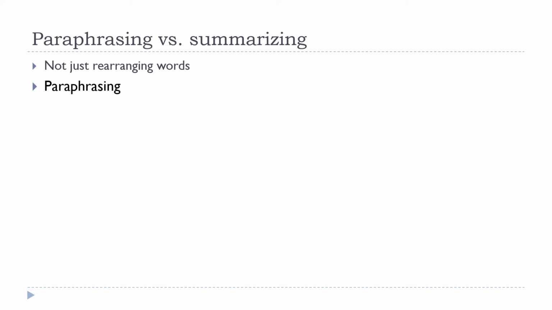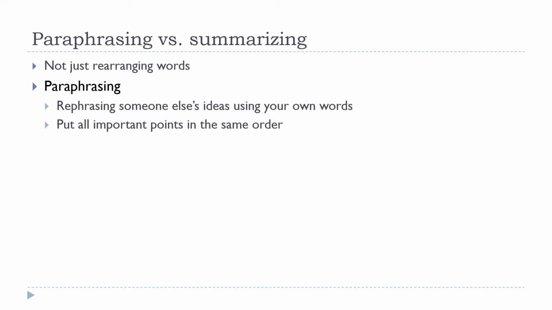So very briefly, paraphrasing is when you rephrase someone else's ideas. It's still using your own words though. So you're not just copying and pasting and then replacing a word here or there. When you're paraphrasing, you take all of their points and you provide all of them and put them in the same order that the author did. So for example, if the author identifies 3 key components of jealousy, then you would provide all 3 of them yourself in the same order that the original author put them in.